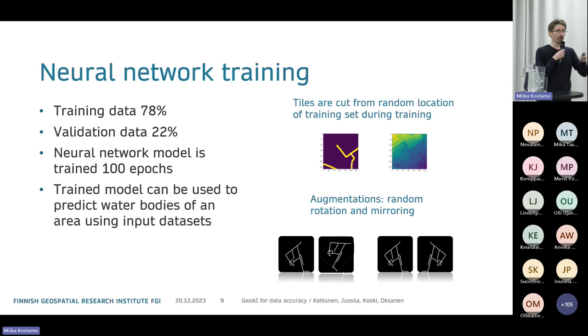Oh, yes, it worked. And a little bit about the neural network training. Training data consisted of 78% of all data, and validation data 22%. The neural network was trained for 100 epochs. During the training, the input tiles were cut from random locations, and of course there were some augmentations like random rotations and mirroring to get better results. At the end, there was a trained neural network model, which can be used in different areas to predict the water bodies using similar input data sets. You only need those. And then a little bit about the results and data sets.